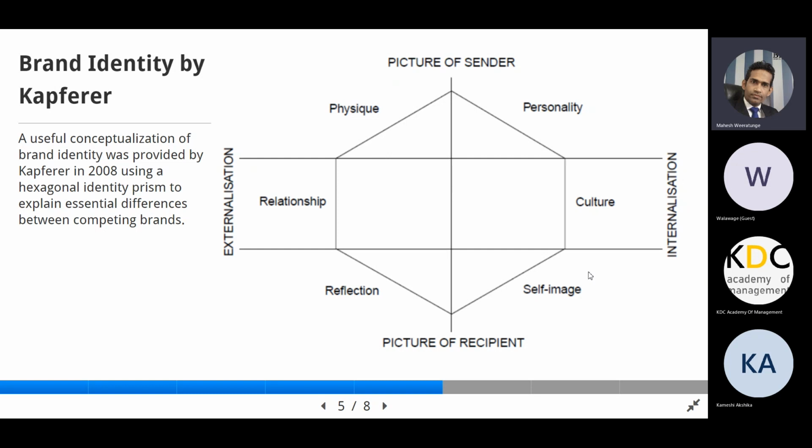Now when you go to a bank like Commercial Bank, you address by the name. Even the managers are addressed by the name.